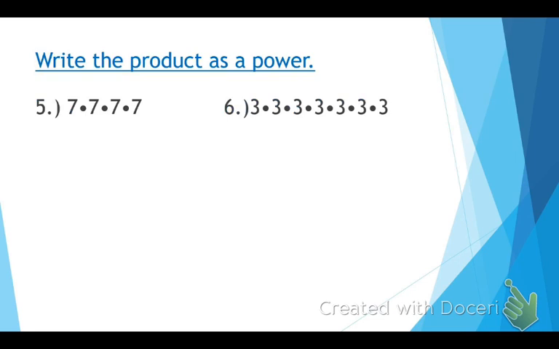For numbers 5 and 6, it asks us to write the product as a power. If you remember, a power is going to have a base and an exponent. So that base is the number that is repeated over and over and over again. Hope, what number is repeated on problem 5? A 7. And how many times did they repeat the 7? 4 times. Okay, so the 4 becomes your exponent.